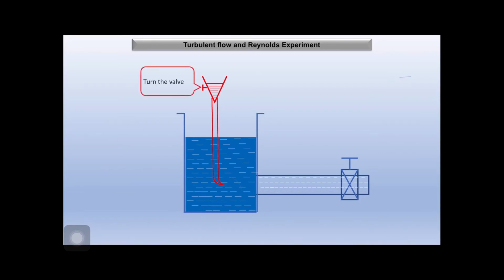Here you can see when the valve is turned on and the velocity of flow is on the higher side, the flow of the dye filament will be in diffused form. So here you can see the flow is diffused and it is moving along with the water in the diffused form. So this was his third observation with his experiment.